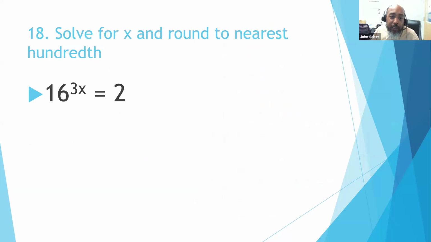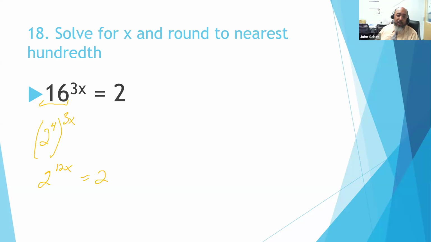All right. Solve for x and round to the nearest hundredth. Okay. A couple of ways I could do this. I'm going to show 2 ways actually. Leaving it as an exponent, because this also can be a base 2. I can change 16 to 2 to the 4th power. And if I did, my exponent rule of powers tells me I multiply these two to where I get 2 to the 12x, and of course is equal to 2.